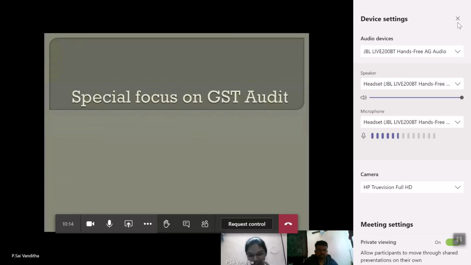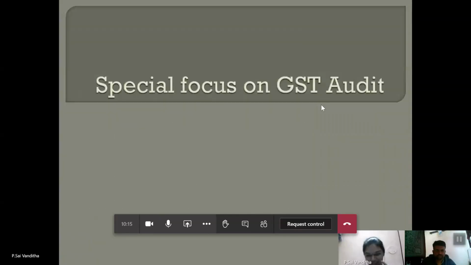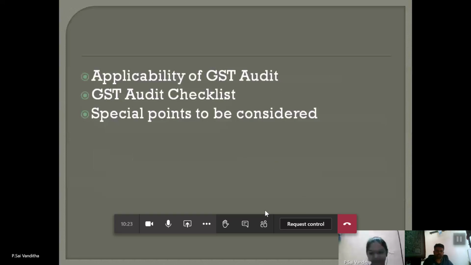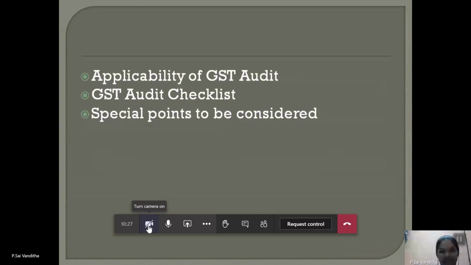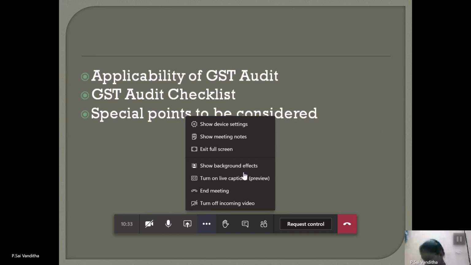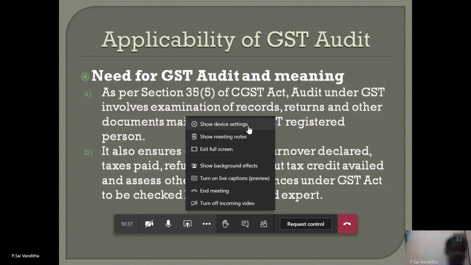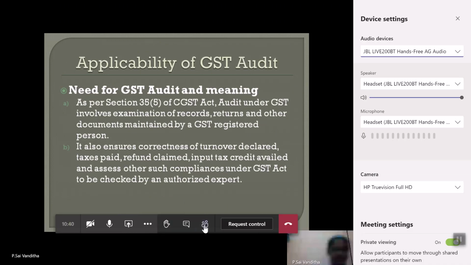Good morning, everyone. Today we are discussing a special focus on GST audit. These are the points I am discussing in GST audit: applicability of GST audit, GST audit checklist, and special points to be considered. First, applicability of GST audit: need for GST audit and meaning.